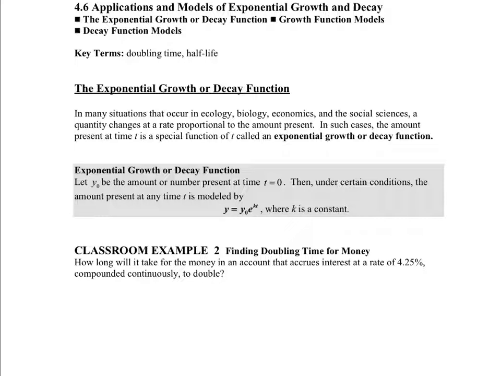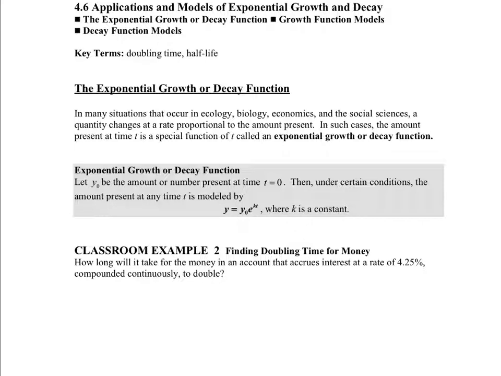So what you will see is an exponential growth or decay function, and that would mean that we have some amount that's present initially. We're going to call it y sub 0. So that's what is present at time 0. Then under certain conditions, the amount present at any time t is modeled by this equation. So y, the amount we would have after a certain period of time, is equal to y sub 0, the initial amount, times e raised to the k times t power.